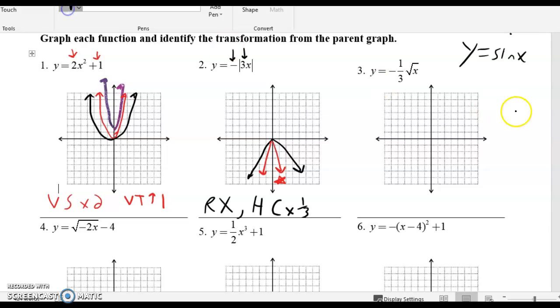Let's come over here. Number 3, identify what is being changed. There's a negative, and then there's a 1/3. Notice they're both on the outside, so that means something vertically is going to happen. So this is a reflection over the x-axis. So my parent graph looks like this. My new graph looks like that. Maybe a little too stretched. Let me try that again. It's too stretched.